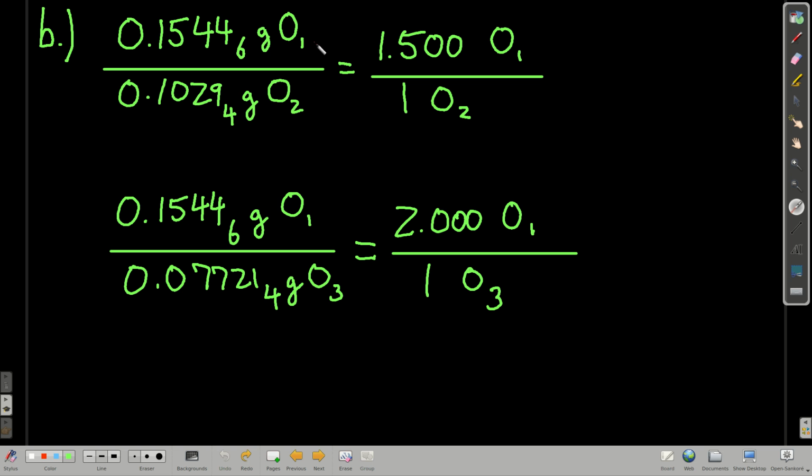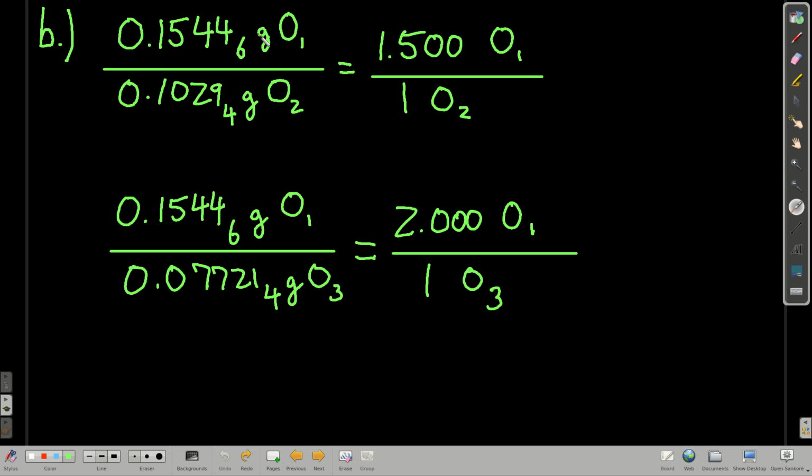Now, my subscripts here, please don't let them confuse you. It doesn't mean O2, 2 atoms of oxygen, or 3 atoms of oxygen. The subscripts here mean compound 1, compound 2, and compound 3, okay? Just to keep them straight, because labeling is really important in this problem. If we divide the grams of oxygen in compound 1 by the grams of oxygen in compound 2, we get 1.5 to 1. Same thing with the grams of oxygen in compound 1 to the grams of oxygen in compound 3. We get 2 oxygens in 1 to 1 in 3.